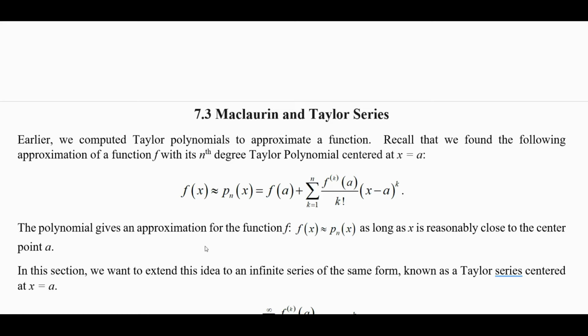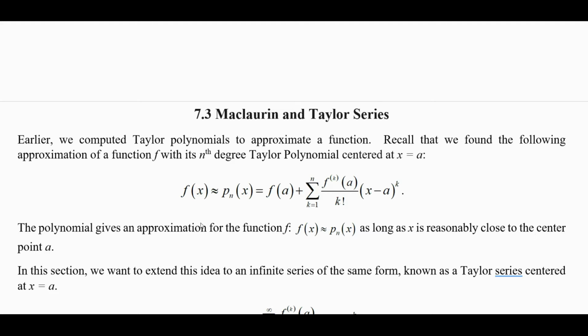Now, this polynomial gives an approximation for f of x. So f of x is approximately p sub n of x as long as x is reasonably close to the center point x equals a. And of course, we could let x deviate from a a little bit more if we could get that power to go up higher. Even at a specific spot for x, the bigger the degree was, the better it approximates that function. Of course, they all approximate it perfectly at x equals a.